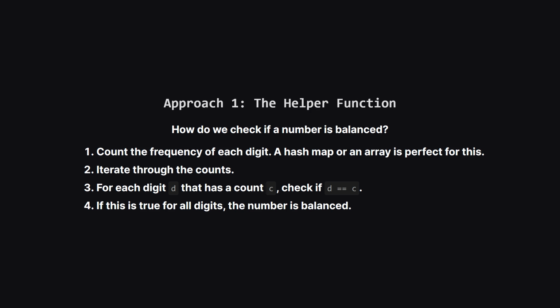The core of this approach is a helper function that can answer one question: is a given number balanced? A really effective way to do this is to first count up how many times each digit appears. You could use a hash map for this. Then, you just go through your map for each digit and its count. Let's say digit d appeared c times. You just check if the value of d is equal to c. If this holds true for every digit in your map, then the number is balanced.